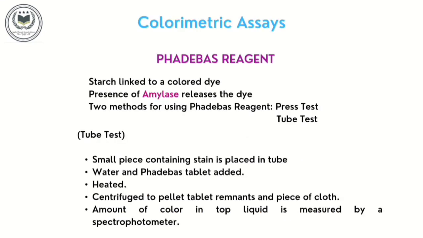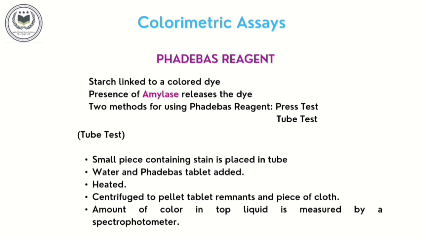Next is the colorimetric assay. Here we will see the AFRS reagent we use to identify the saliva sample. Starch is linked to a colored dye, and the presence of amylase releases the dye. There are two methods using the AFRS reagent: the press test and the tube test. Let's first discuss the tube test.